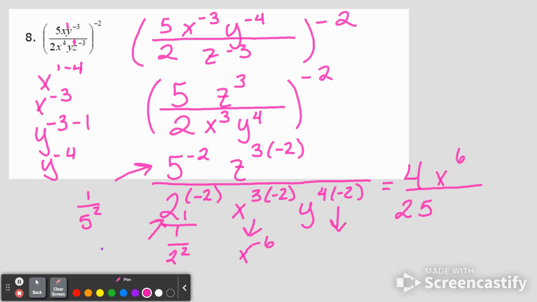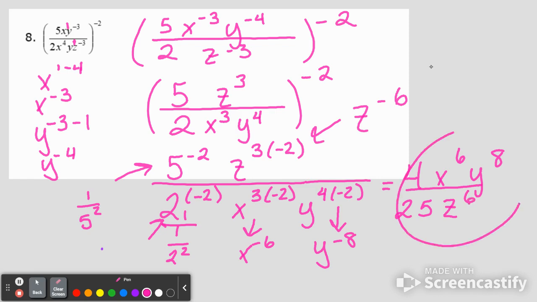Y to the 4 minus 2, so y to the -8. Unhappy downstairs, he's going to move up. And then you've got z to the 3 times -2, so that's going to be z to the -6. That was in the numerator, but I'm going to drop it down to the denominator to make the exponent positive. All right, part 2 of this will be posted in a separate, shorter video.